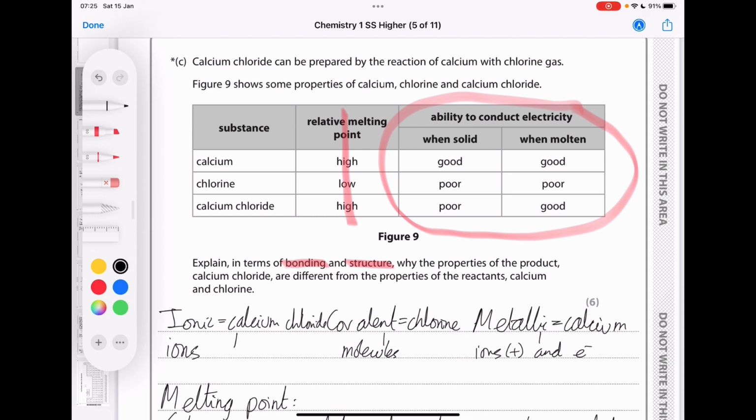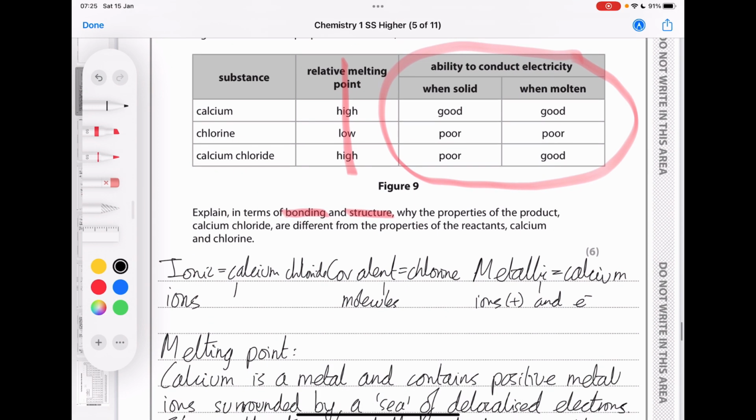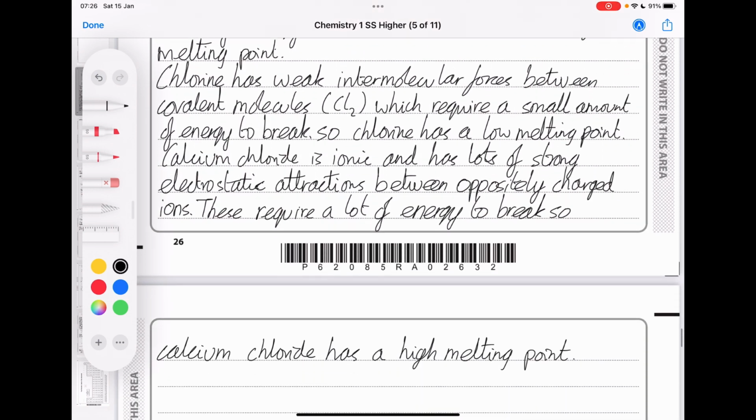Right, next bit, ability to conduct electricity. Because calcium and chlorine have the same ability to conduct electricity when solid and when molten, that doesn't change when they change state, I don't need to write 2 separate points for each one. I could do if I wanted to, but I would be repeating myself. So, if we do conduct electricity, calcium conducts electricity well all of the time. Chlorine never conducts electricity well. Calcium chloride does not conduct when solid, but does when liquid. So again, same idea.